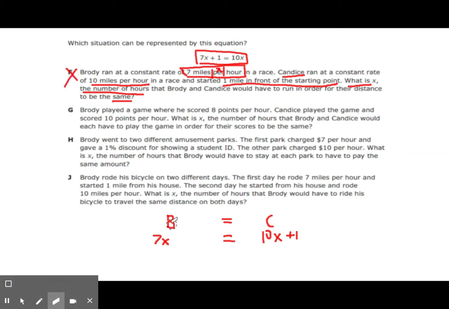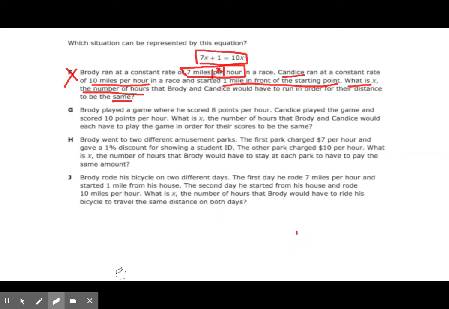All right, so now let's move on to answer choice G. G says Brody played a game where he scored 8 points per hour. Candace played the game and scored 10 points per hour. What is x, the number of hours that Brody and Candace would each have to play the game in order for their scores to be the same?